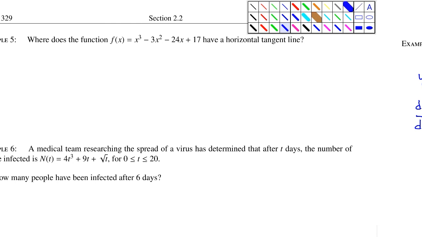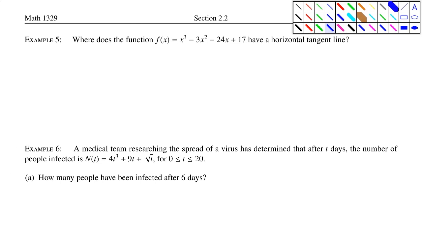Example 5. Where does the function f of x equal to x cubed minus 3x squared minus 24x plus 17 have a horizontal tangent?